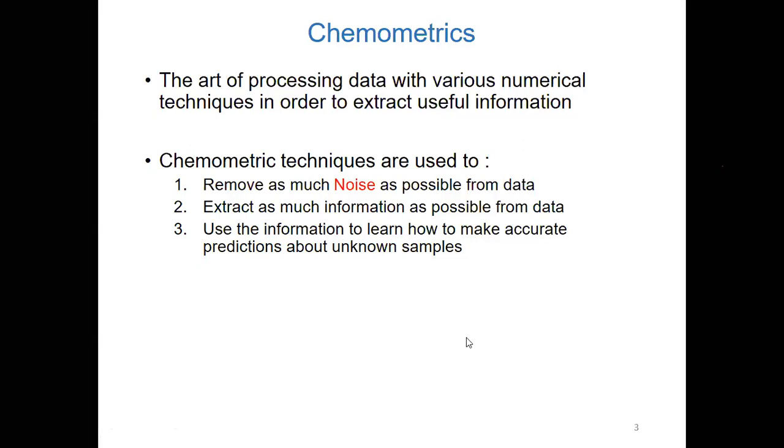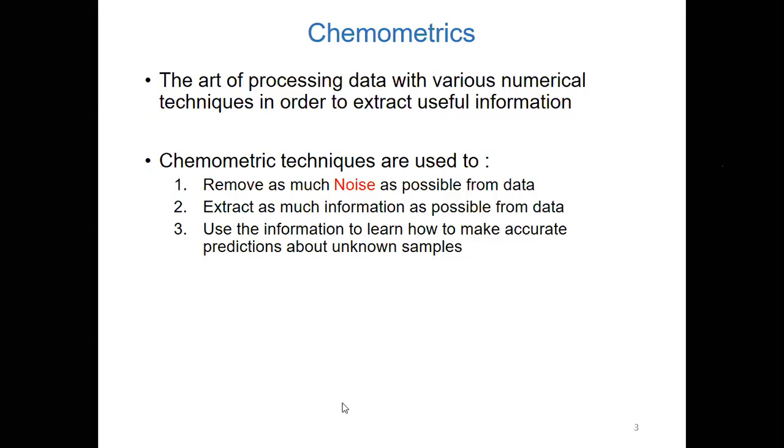And okay, let's see what is known as chemometrics. Chemometrics is the art of processing data with various numerical techniques in order to extract useful information. So we can extract useful information from the available data. That technique is known as chemometrics. That's what we are doing in chemometrics.